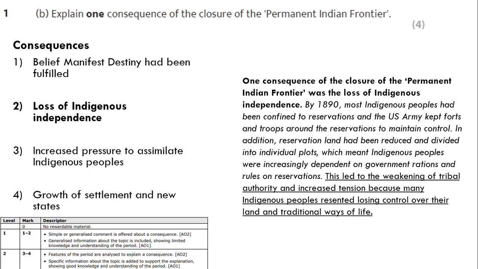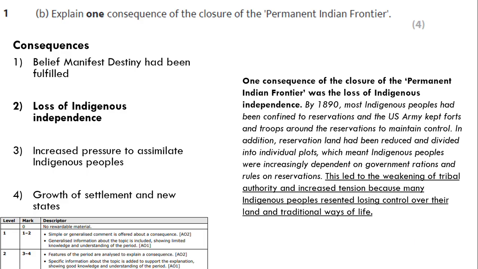By 1890, most indigenous peoples had been confined to reservations, and the US Army kept forts and troops around the reservations to maintain control. In addition, reservation land had been reduced and divided into individual plots, which meant indigenous peoples were increasingly dependent on government rations and rules on reservations. This led to the weakening of tribal authority and increased tension because many indigenous peoples resented losing control over their land and traditional ways of life.